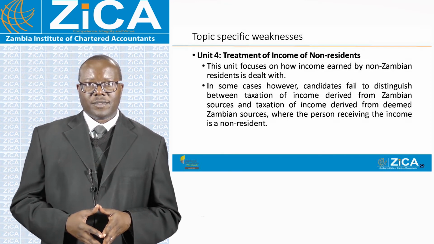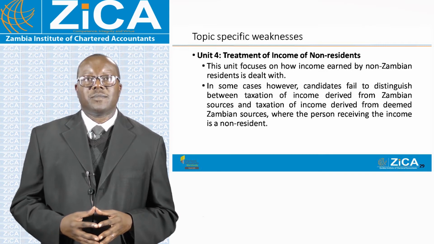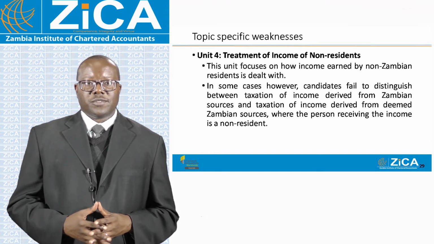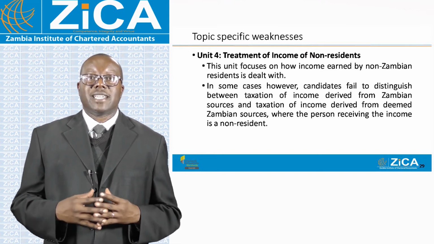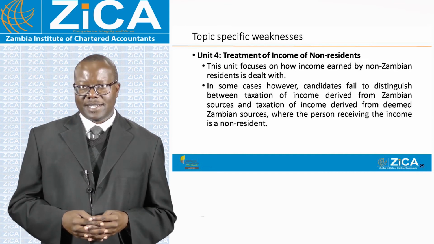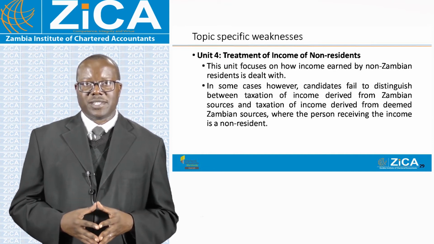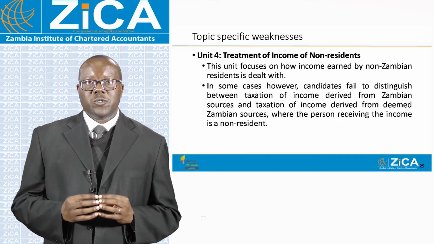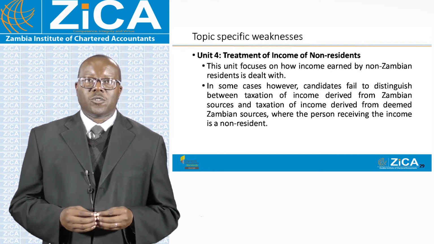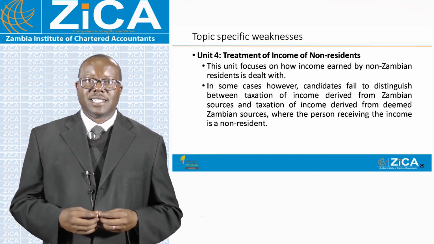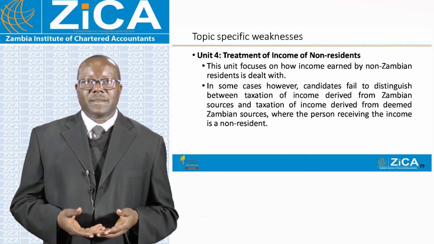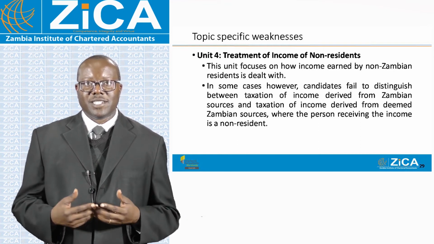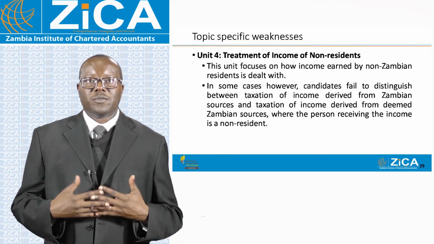Unit 4, treatment of income of non-residents. This unit focuses on how income earned by non-residents in Zambia is dealt with. As we said earlier, these are individuals who are not resident in Zambia or enterprises which are not resident in Zambia but which earn income either from Zambian sources and deemed Zambian sources or from abroad.